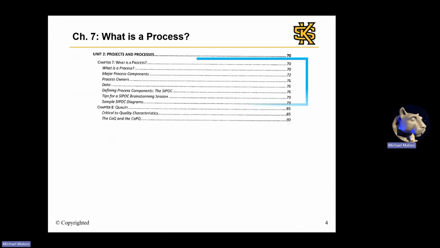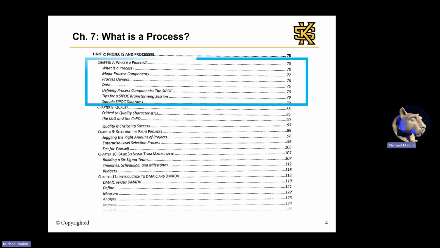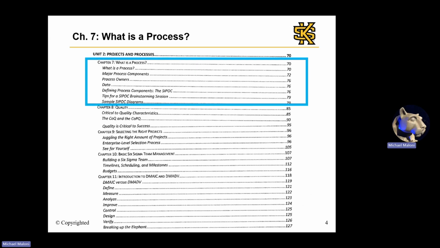This chapter digs into processes. Quality management is really about fixing processes. So, this seemingly elementary chapter is really quite important.